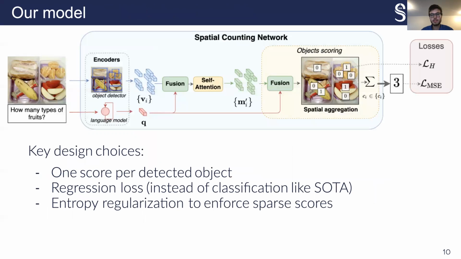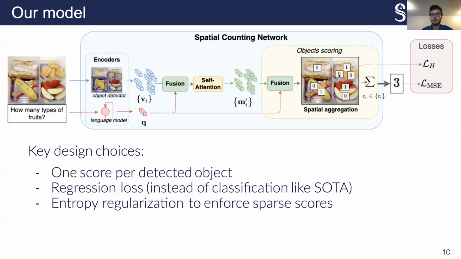Next, we introduce a simple model designed to learn the correct counting mechanisms. The main design choices we introduce are the following. First, we give one score for each detected object instead of predicting directly the final count. So we merge each visual object and the question representation using a bilinear fusion. Then we apply self-attention to perform relational reasoning, and the results are merged again with the question to obtain a final score.